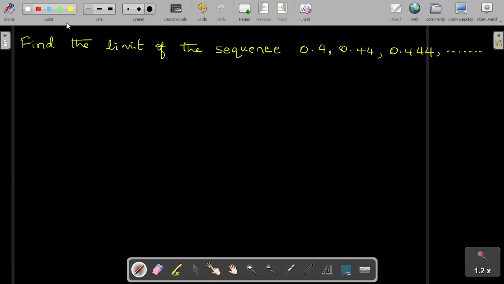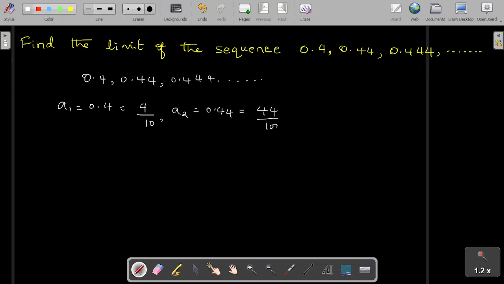In this video, I'll explain how to find the limit of this sequence. So the given sequence is 0.4, 0.44, 0.444 and so on. So the first term of the sequence A1 is 0.4, which can also be written as 4 by 10. So A2 equals 0.44, which is the same as 44 by 100. So A3 is equal to 444 by 1000 and so on.